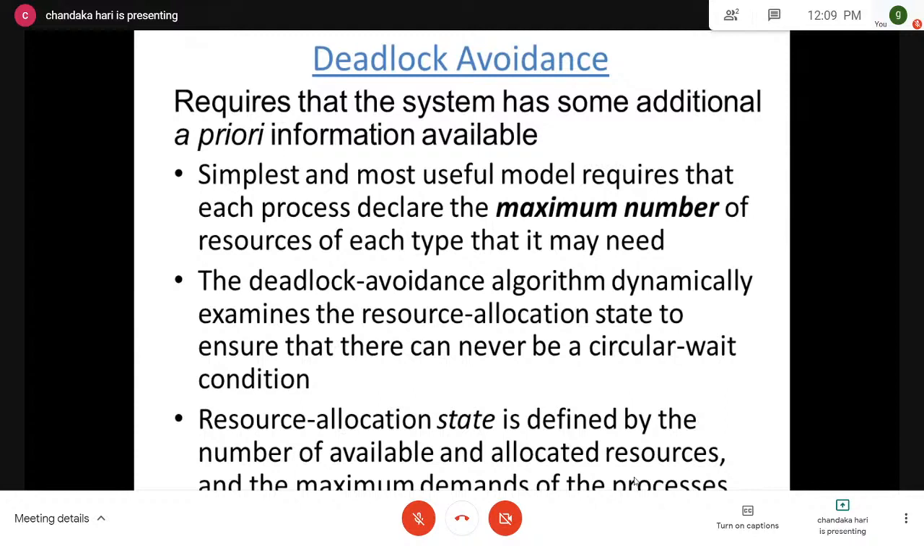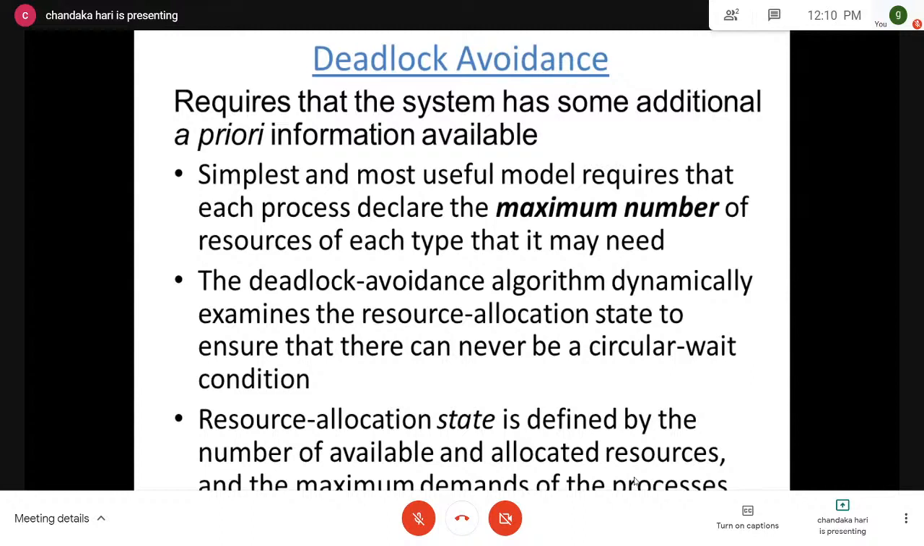You need to allocate the resources to particular processes in such a way that the system will never enter into the deadlock situation. Whatever the resource allocation ordering is, it is done in such a way that the system will never enter into the deadlock situation. That is what it told.